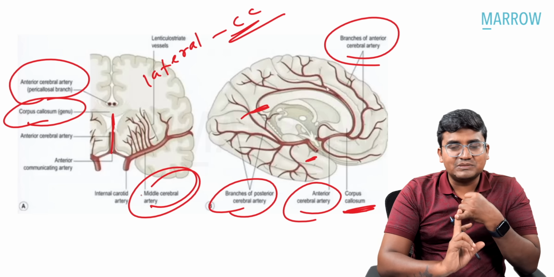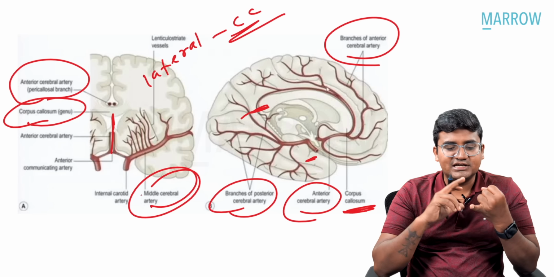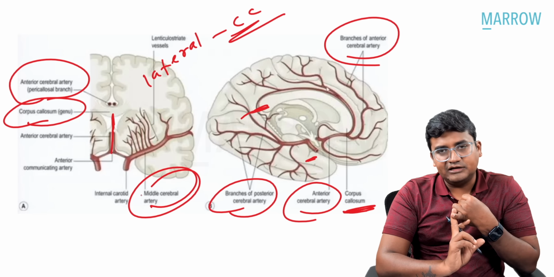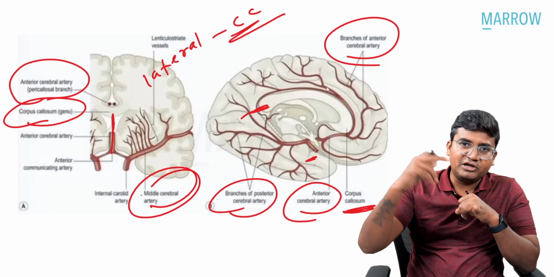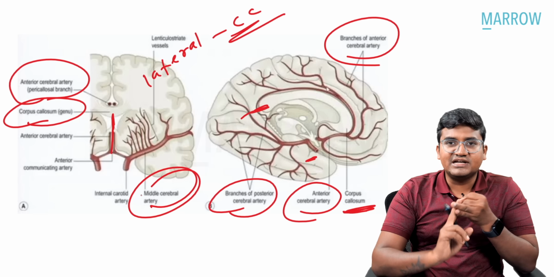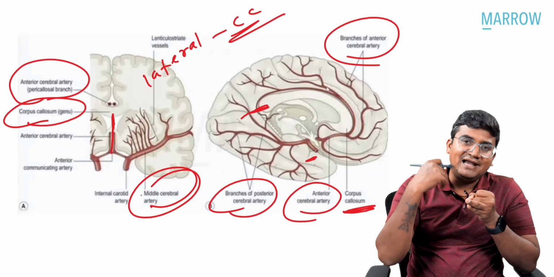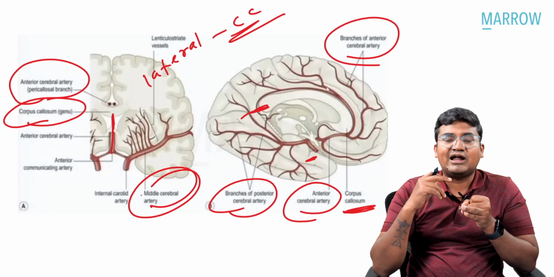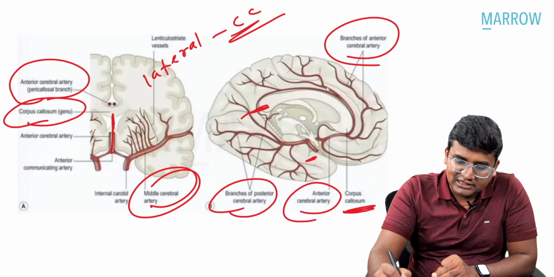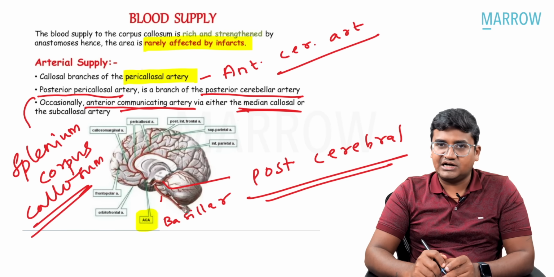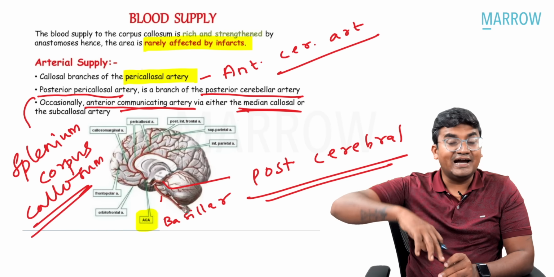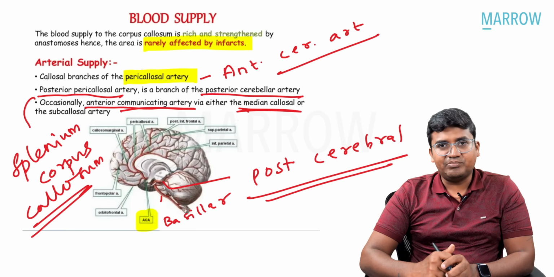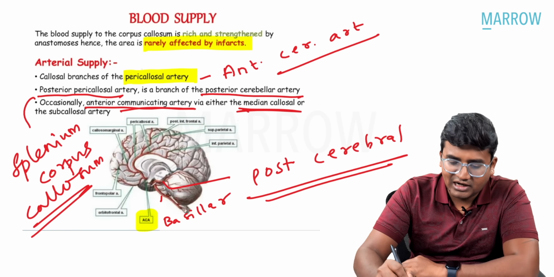So the main blood supply of the corpus callosum is our anterior cerebral artery, the pericallosal artery. The posterior pericallosal artery is coming from the posterior cerebral artery. Now the anterior part of the corpus callosum is also supplied by branches from our anterior communicating artery, and those branches are called the median callosal artery. And the lateral part of the corpus callosum is supplied by our middle cerebral artery.